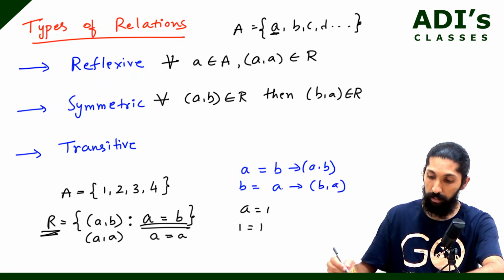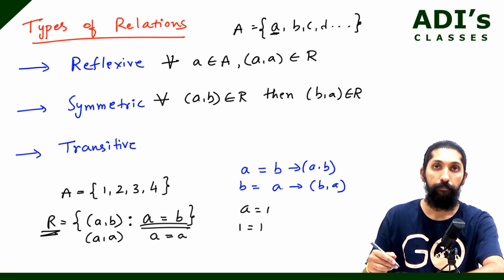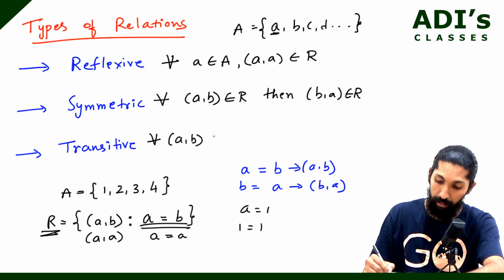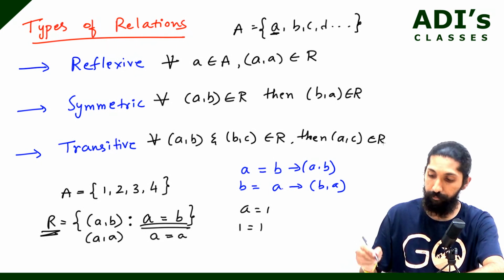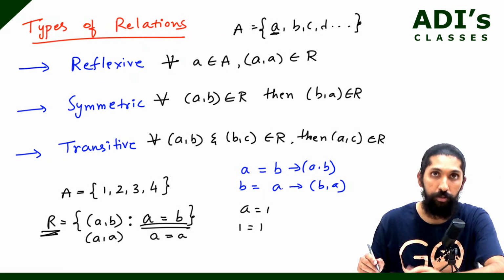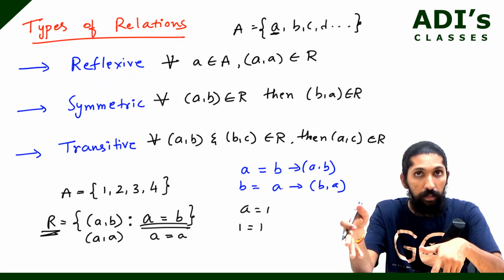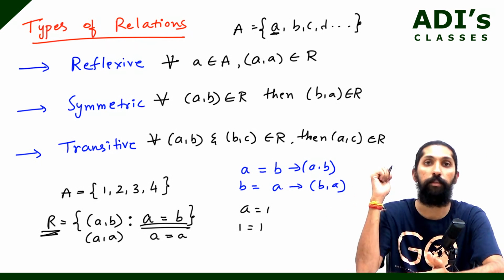Now the last one is transitive. When we say transitive, for all (a, b) and (b, c) belonging to R, then (a, c) belongs to R. Here I can talk about maybe a less than relationship. Suppose I say a is less than b, and b is less than c, then a is obviously less than c, isn't it? So this is transitive basically.